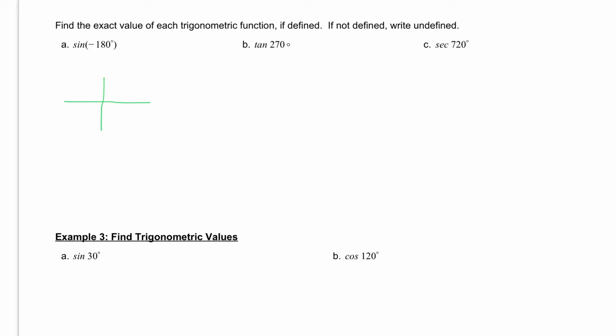So if I have negative 180 degrees, remember I'm going in the negative direction, which would be this way. This would be 0 degrees, here's negative 90 degrees, and here's negative 180 degrees. So it tells me that I'm right here on this axis. If I'm on that axis, that ordered pair is negative 1, 0. And if I'm looking for the sine, I'm looking for the y value. The y value of that ordered pair is 0. So the sine of negative 180 degrees is equal to 0.